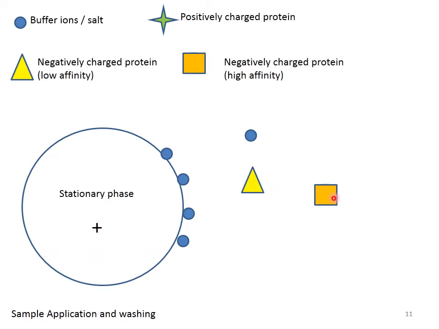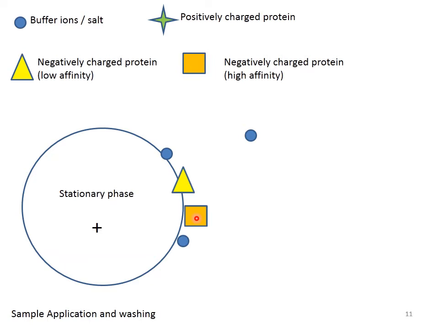Now these two proteins both are negatively charged, so they both will be able to bind to the stationary phase. The binding of these proteins is shown in a sequential manner in this illustration, but actually all proteins which have negative charges on them would be able to bind to the stationary phase simultaneously. Here in this illustration, the protein represented by the triangle has less negative charge and its binding affinity to the stationary phase is low, as opposed to the binding affinity of this protein with the stationary phase.